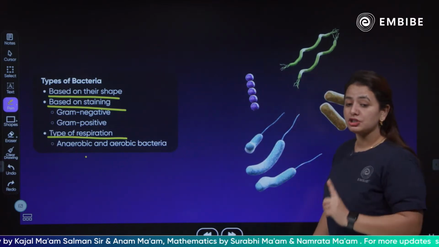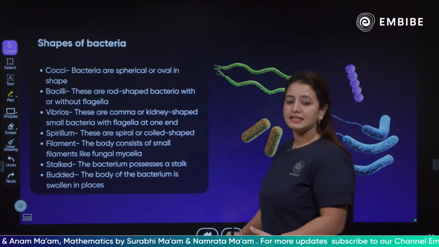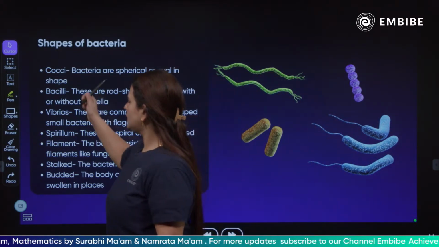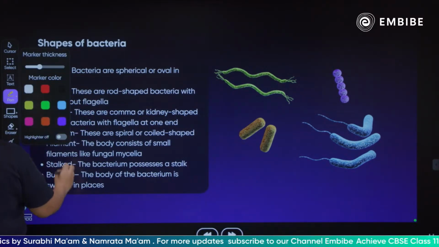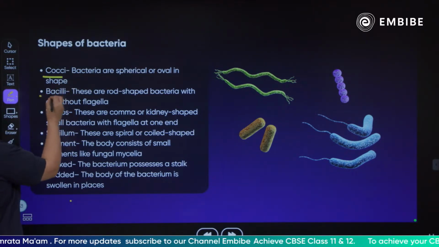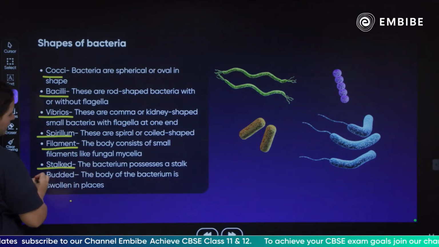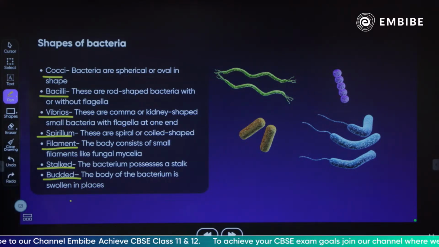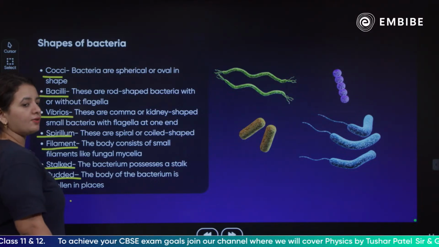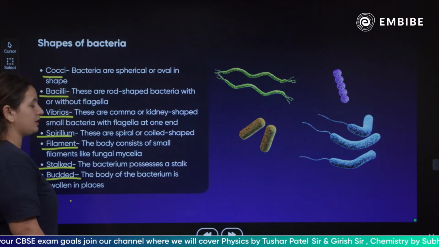Now, talking about the shapes of bacteria, let's see the different shapes in which bacteria exist. Children, listen carefully: the cocci, the bacilli, the vibrio, the spirillum, the filamentous, the stalked, the budded. These are a few shapes in which a particular bacteria can exist. It could be cocci, bacilli, vibrio, spirillum, filament, stalked, budded, etc.